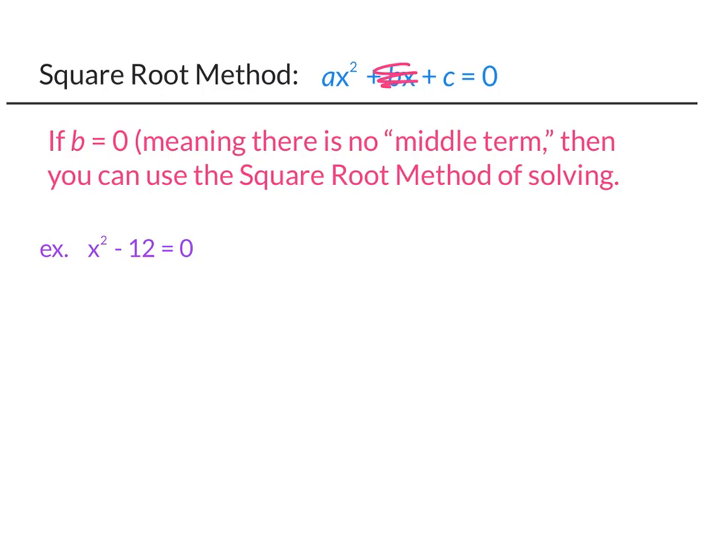Think back to how we solve linear equations. We want to get x by itself. So the first step, think of undoing your PEMDAS. We're going to add this 12 to the other side. Once that's done, I'm left with x squared equals 12.